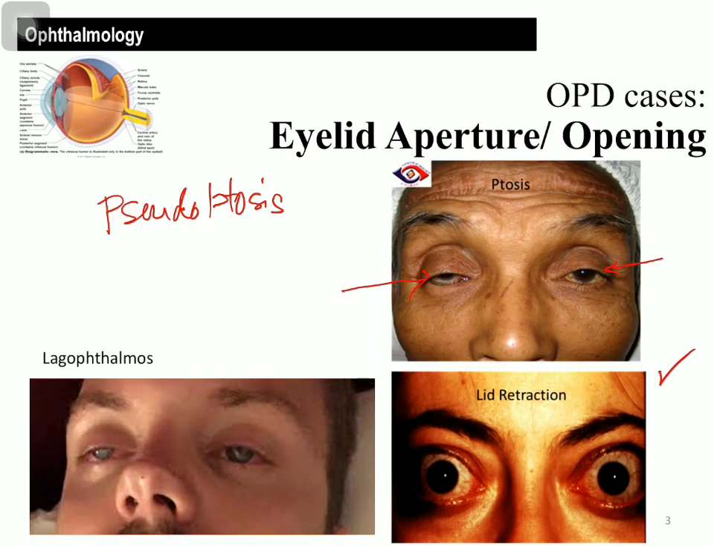The patient will complain of dry or watery eyes. There can be soft tissue lid swelling, and worse, you may have optic nerve damage due to the compression of the optic nerve by the extraocular muscles at the orbital apex.